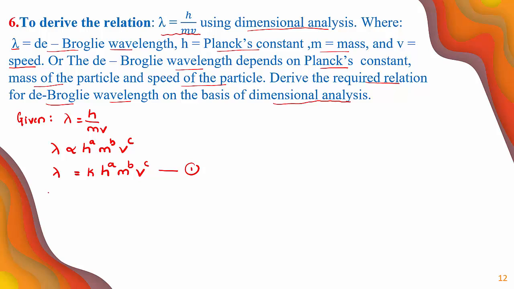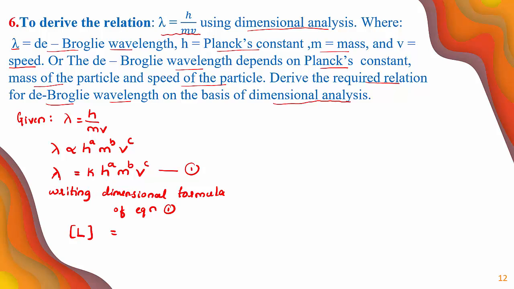Then what is the second step? Writing the dimensional formula of equation 1. How to write the dimensional formula of equation 1? You can observe, on the LHS we wrote lambda. Lambda is wavelength, and wavelength is equivalent to length. So we can simply write L is equal to k, where k is dimensionless.